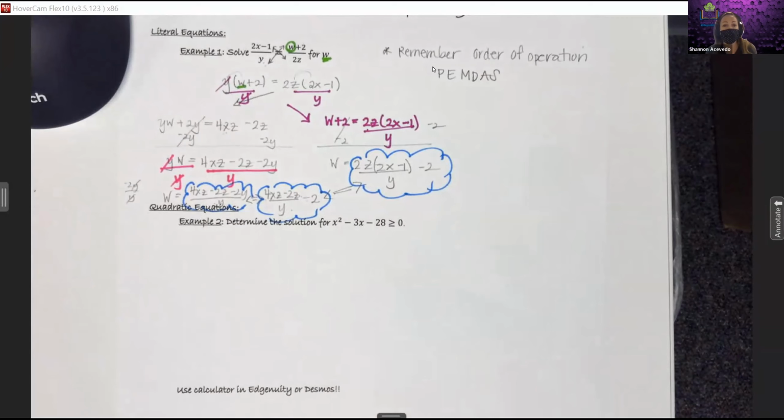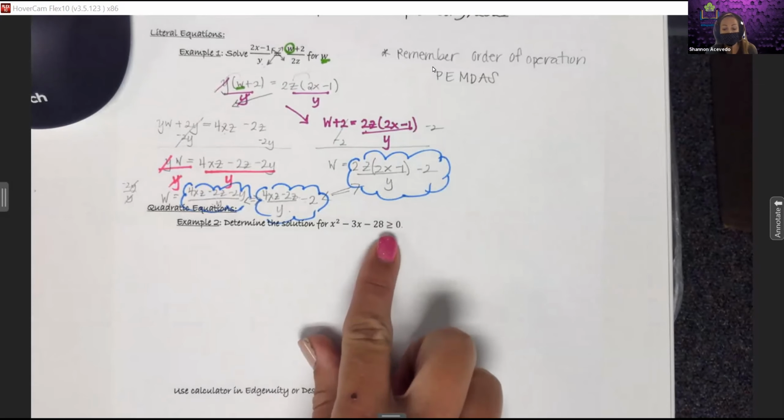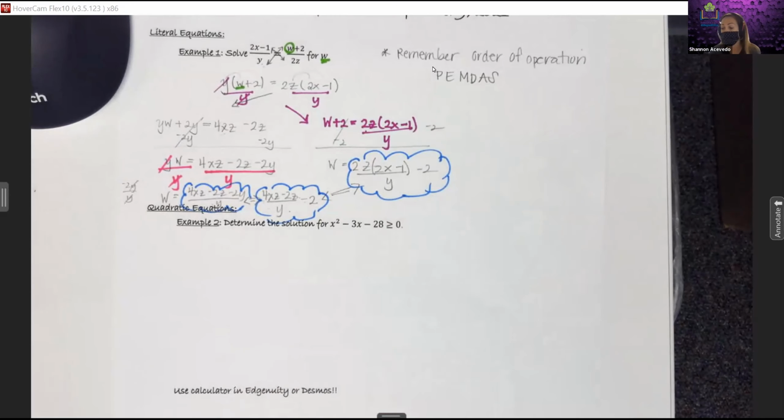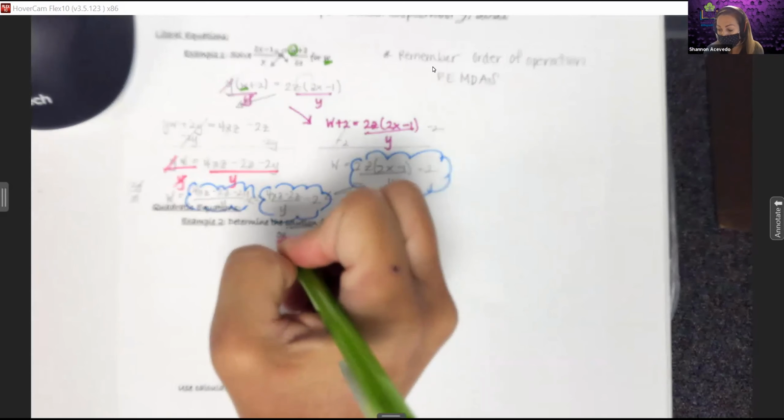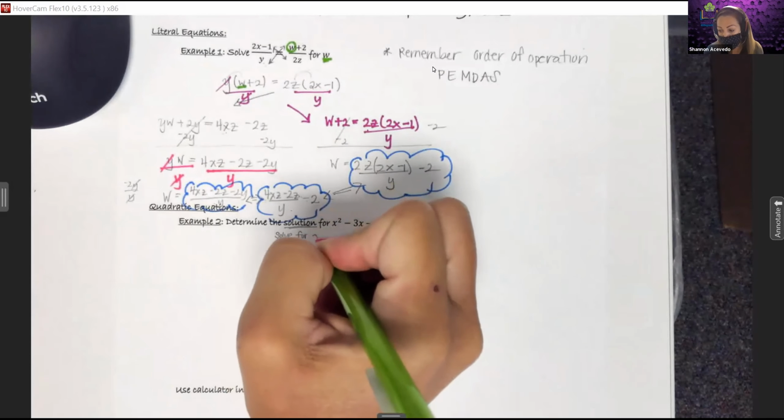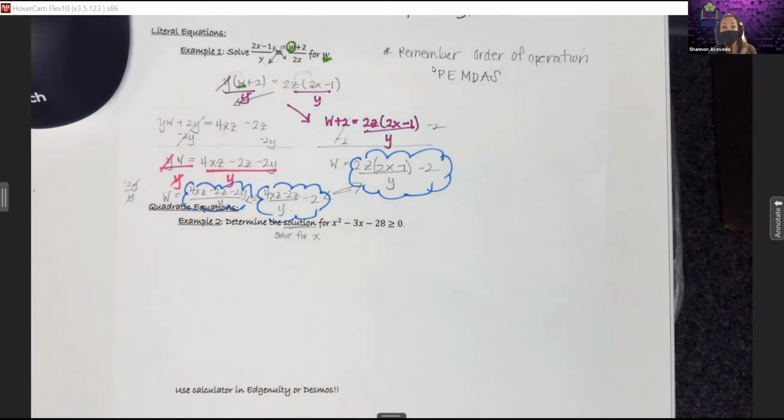All right, my next one is quadratic equations. And so this is going to be an inequality. So we talk about the shading for this. So remember, if we're asked to determine the solution, we want to solve for x. So we're looking for x. We want to know, what can x be?